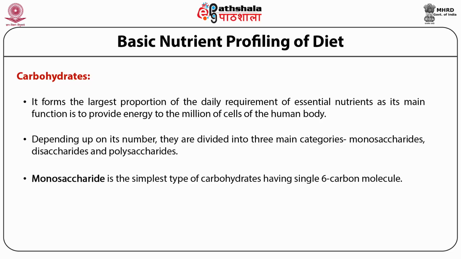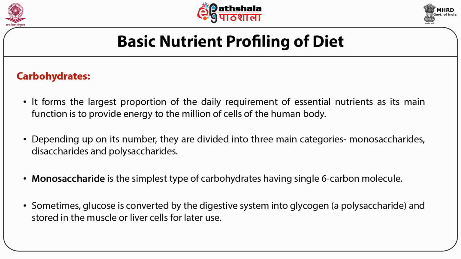Monosaccharide is the simplest type of carbohydrate having a single 6 carbon molecule. All carbohydrates are reduced to monosaccharides after digestion. Glucose is an example of a monosaccharide that is readily oxidized and used by the body to get energy. Sometimes glucose is converted by the digestive system into glycogen, a polysaccharide, and stored in the muscle or liver cells for later use.